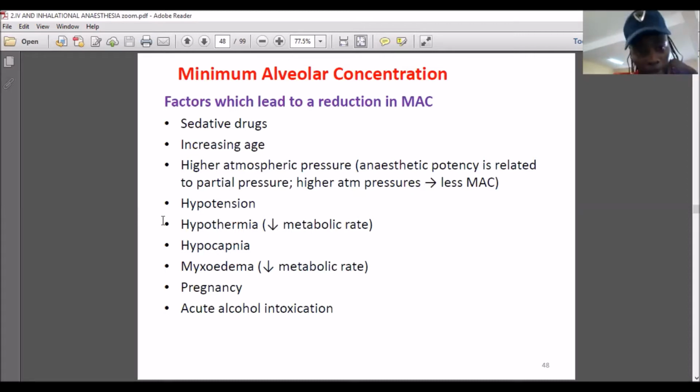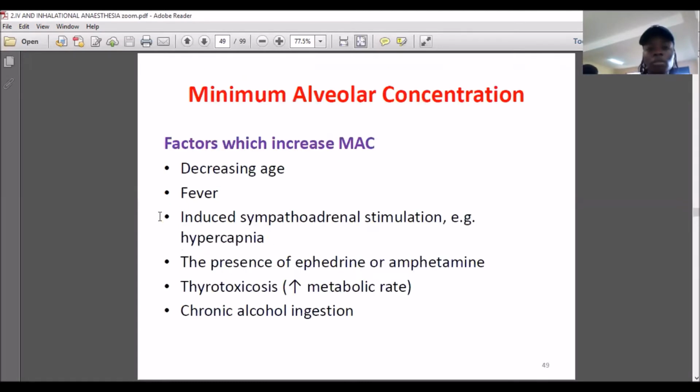Another factor that leads to its reduction is increasing age, like in the elderly. We've seen in the elderly the MAC has to be reduced. Higher atmospheric pressure: anesthetic potency is related to partial pressure, so once there is high atmospheric pressure, there has to be less MAC. Then also in hypotension, in hypothermia where there's decreased metabolic rate, in hypocapnia, in myxedema where there's also a decreased metabolic rate, in pregnancy, and in acute alcohol intoxication. All these are factors that lead to reduction in MAC.